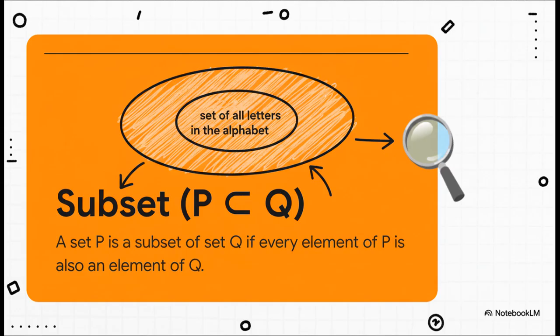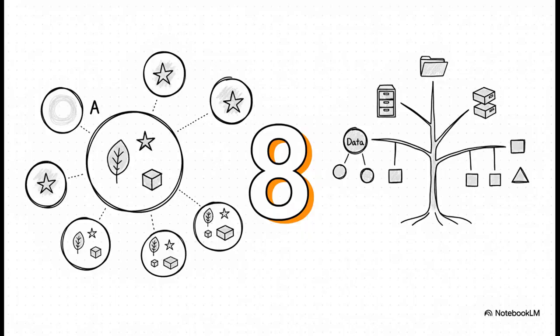Think of it this way. The set of all your friends on Facebook is a subset of all Facebook users. Every single one of your friends is a Facebook user, right? But not every Facebook user is your friend. See? Simple.